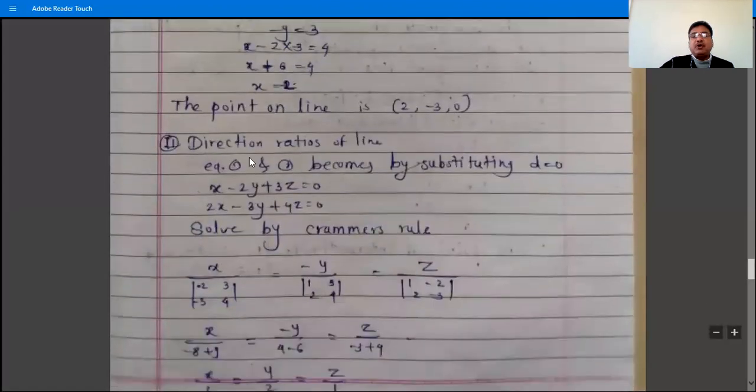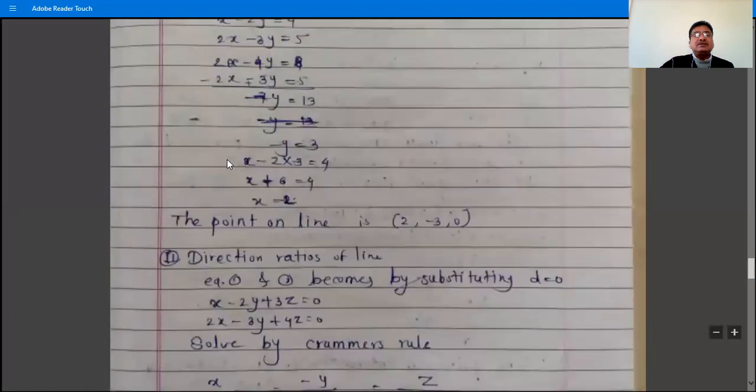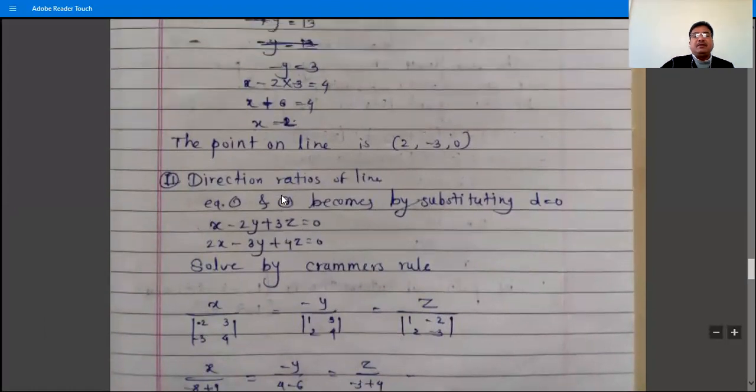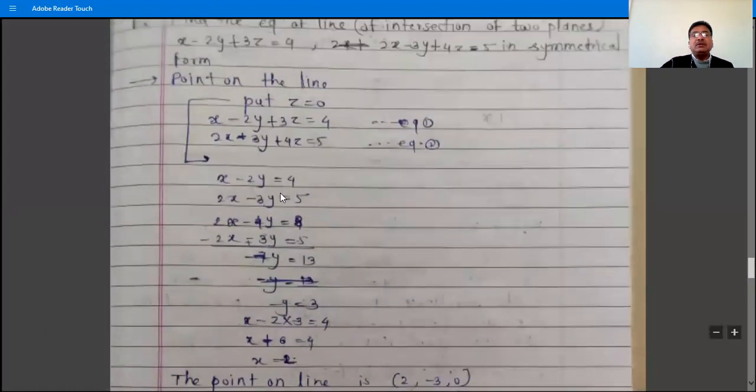So we have the point on the line: minus 2, minus 3, 0, right? Then the second part of the answer of the example is what? Now we have to find the direction ratios of the line. So how can we find the direction ratios?